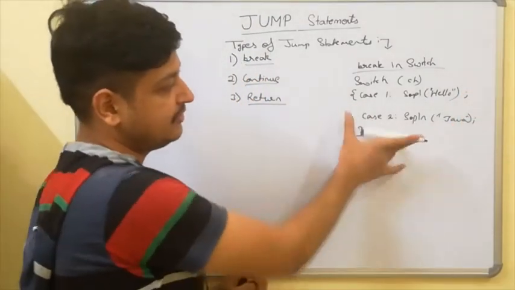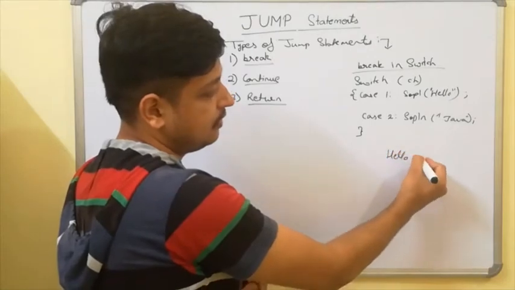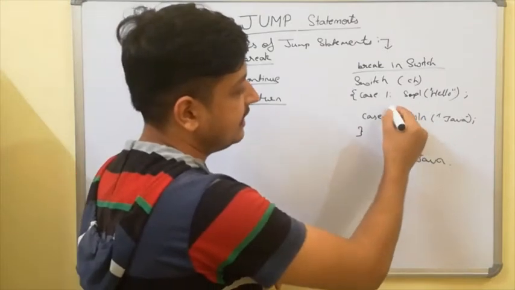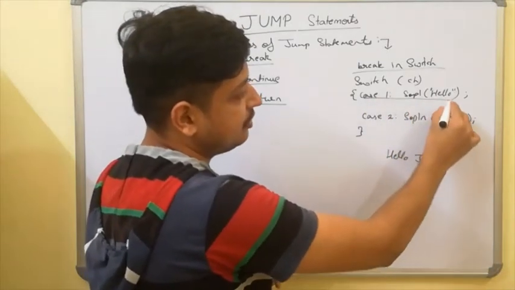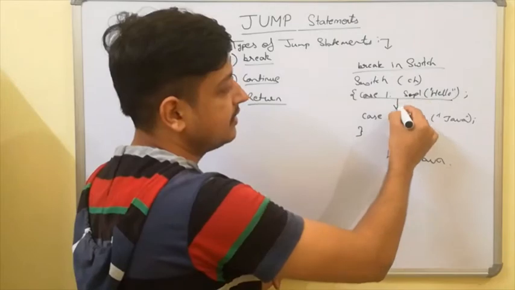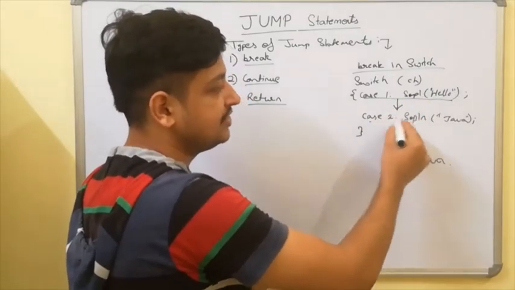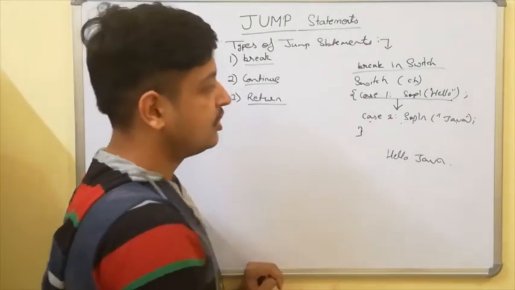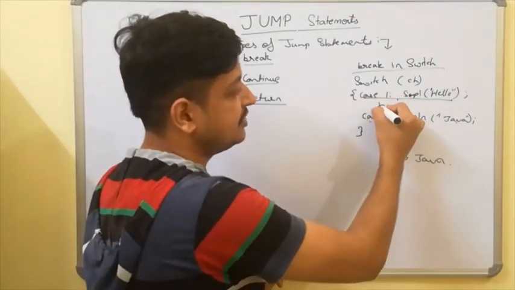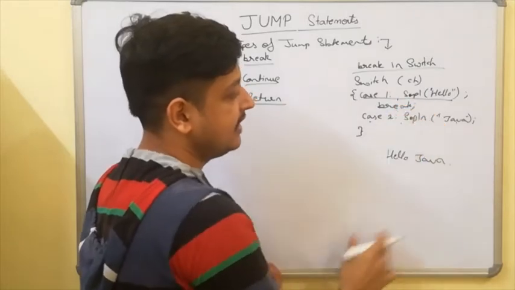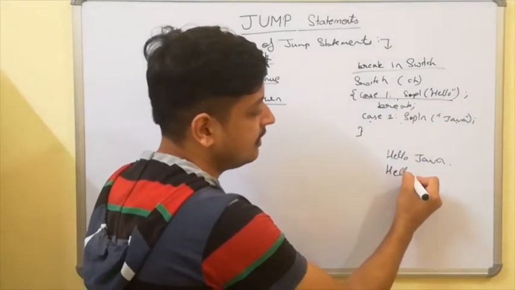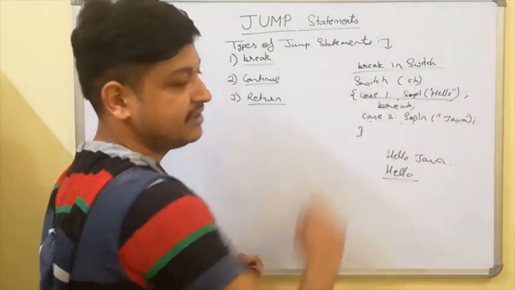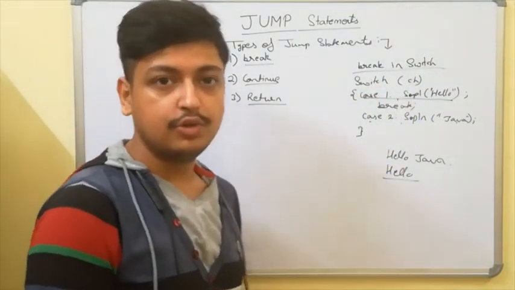So what will be the output of this program? Hello Java. Why? Because when case 1 becomes true, it will automatically go to case 2 and print Java. And this is called fall through. So to avoid fall through, we just use the break statement so that it prints only hello. Okay, this is in respect of switch. And how it works with loops, let's see.